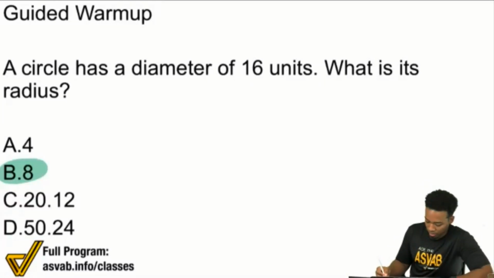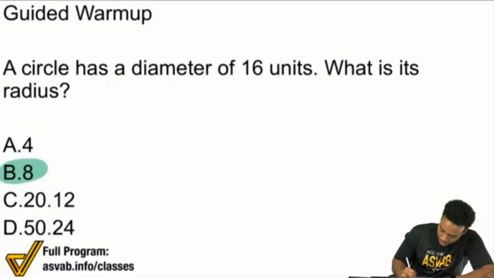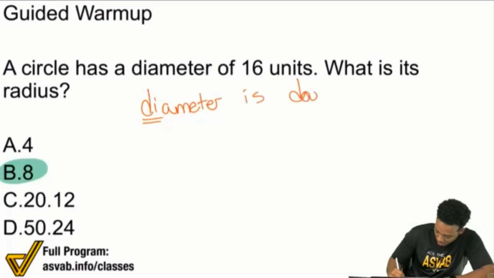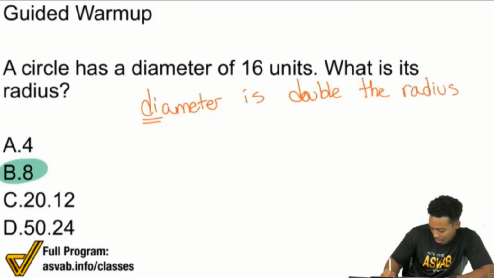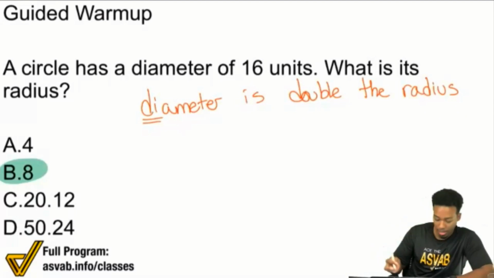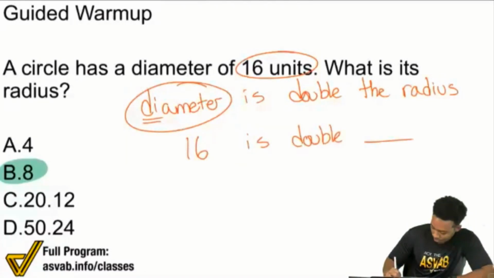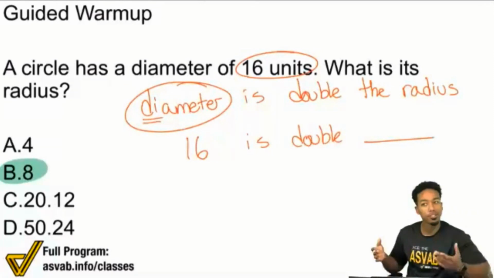Next question here. Oh, just to qualify this, because I know I didn't explain it: remember that the diameter is double the radius. Remember that, everybody. The diameter is double the radius. So if they give you the diameter at 16, 16 is double what?